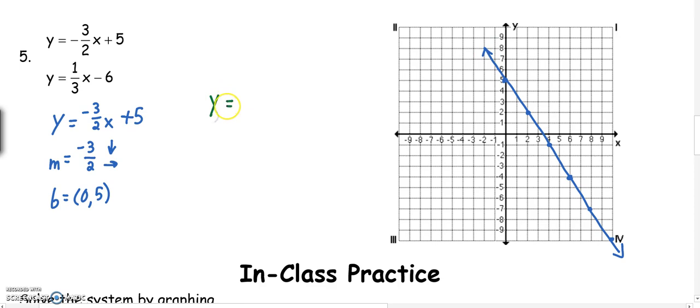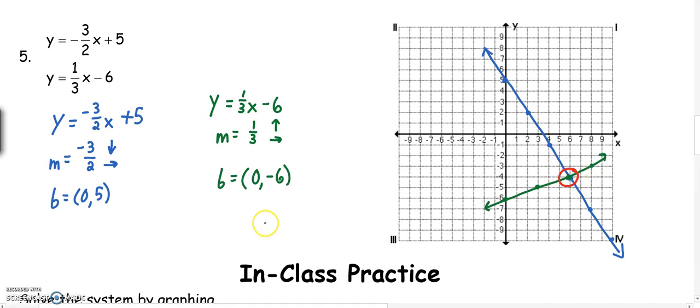Next, I'm going to look at my other equation, y equals 1/3 x minus 6. So my slope, again, is the number in front of the x, which is 1/3. My b is the value that's by itself, -6. So I'm going to start at -6 on the y-axis, up 1, right 3. I'm going to continue using that until I've hit a point of intersection, and then I can draw my line. So I need to find where those two lines are intersecting, which in this case, my solution would be 6, -4.